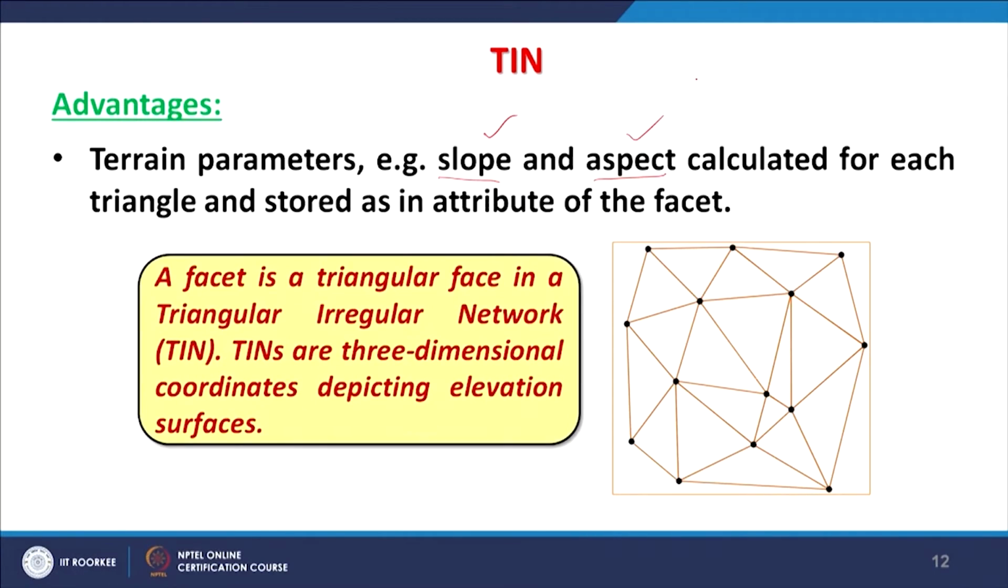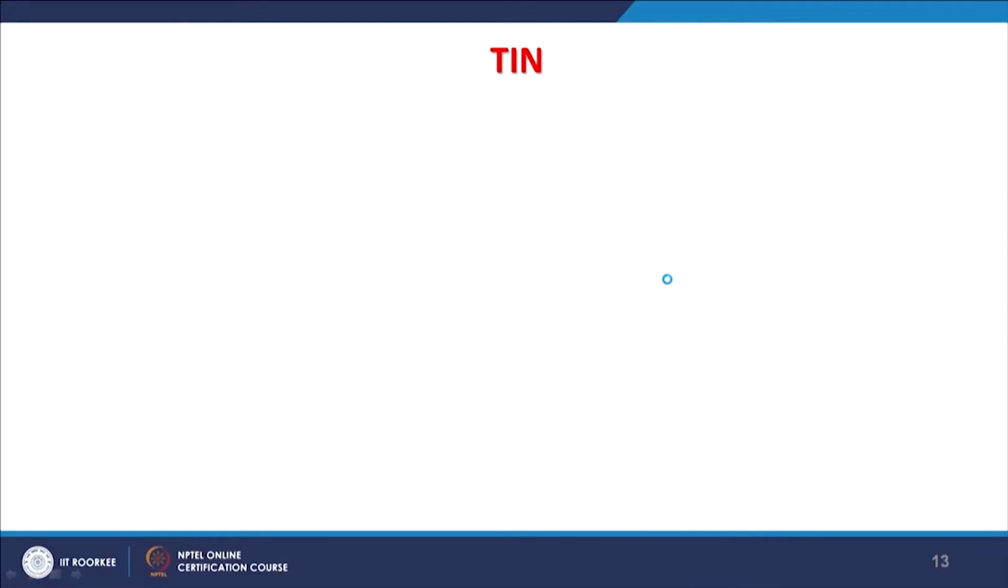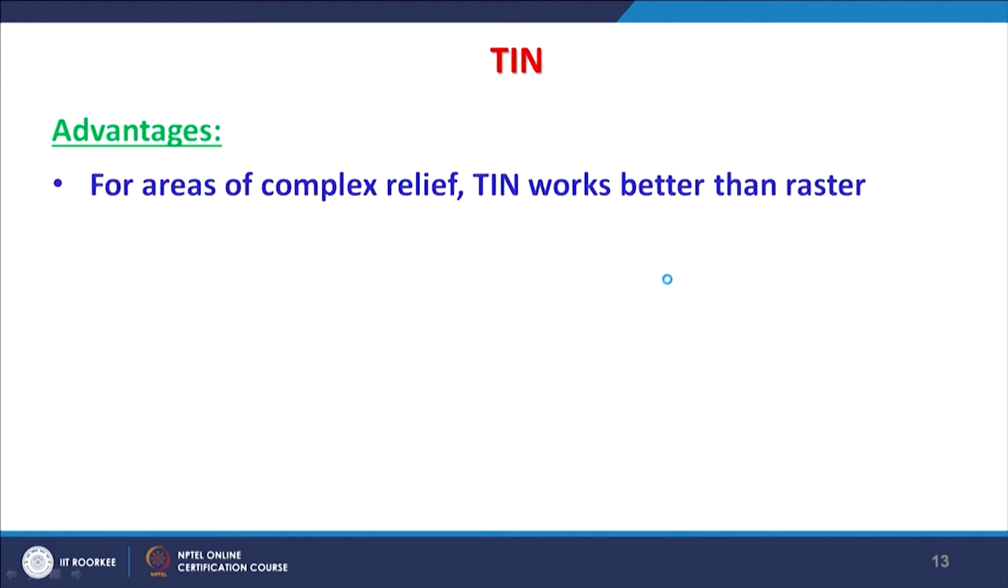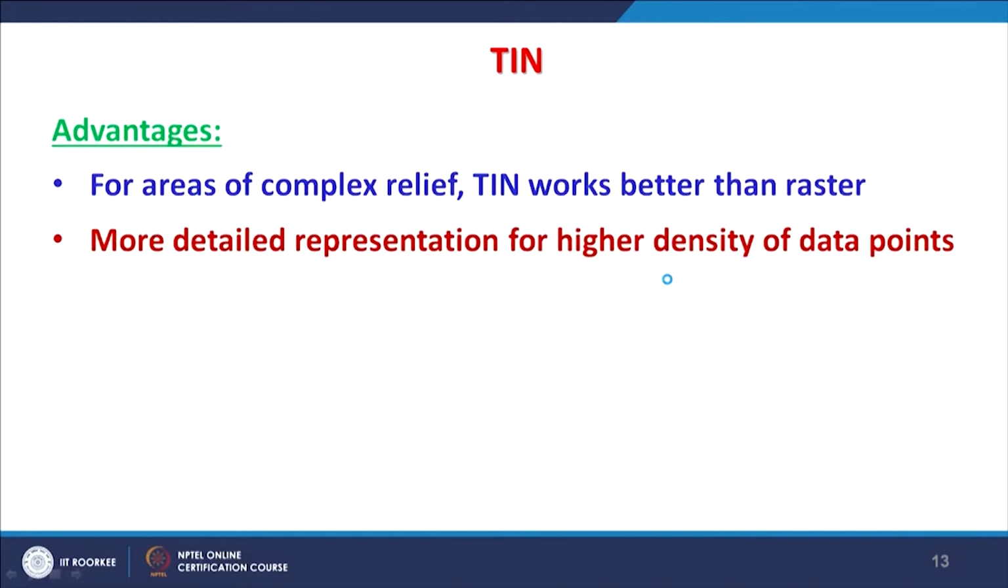So a facet, basically, the facet example here is a triangle in a TIN. These are the 3-dimensional coordinates depicting elevation surfaces, or a facet, or we can also call it a plane. Now here the facet example is given, and now we will go through the advantages. Some we have already touched on: in areas of complex relief, TIN works better than raster. I have shown you the examples also. So it is adaptable to relief roughness.